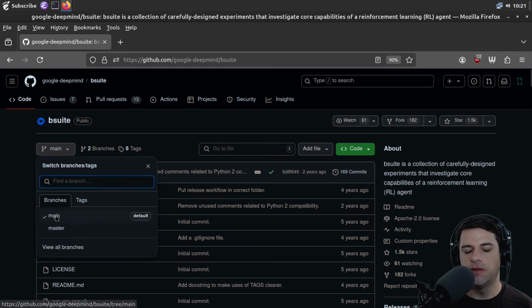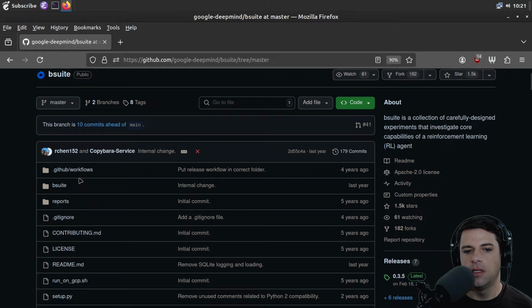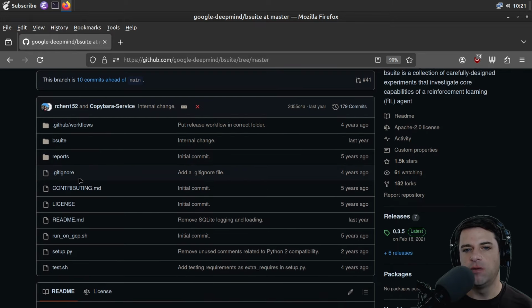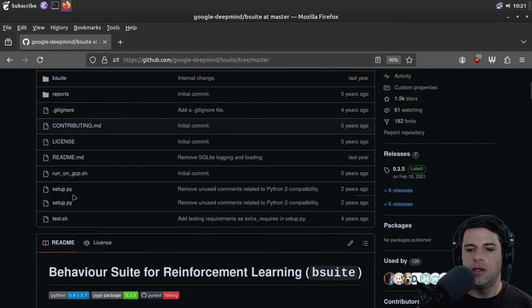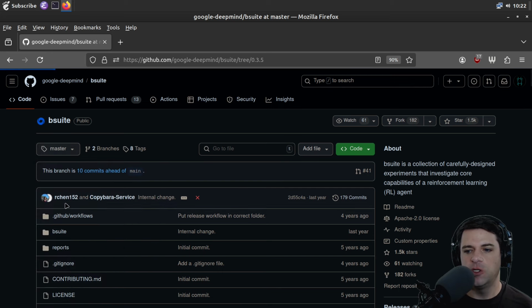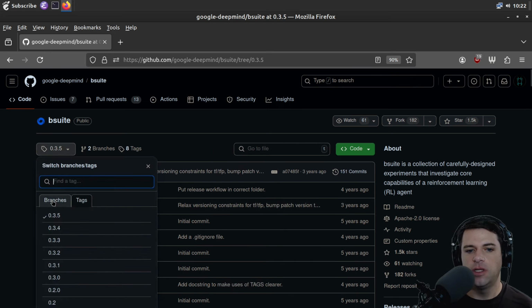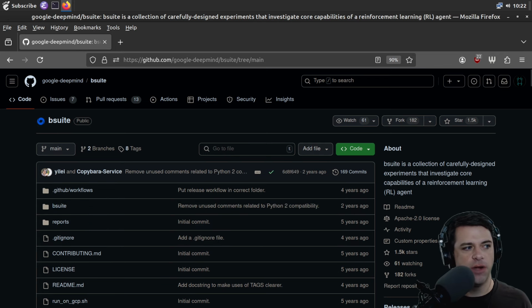It's possible that they have other tags or branches. Well, I guess master is updated more frequently. I don't know if that's intentional. And there is a research paper that goes along with this. I believe this was intended to be an ongoing project, but I don't know if they've just moved their focus elsewhere or what. But I thought this was an interesting enough project to take a look at.